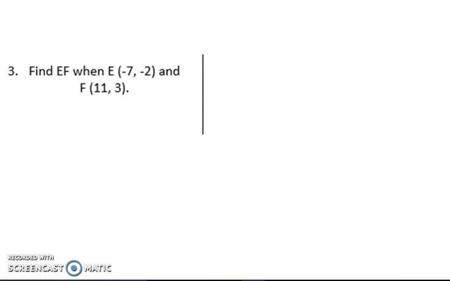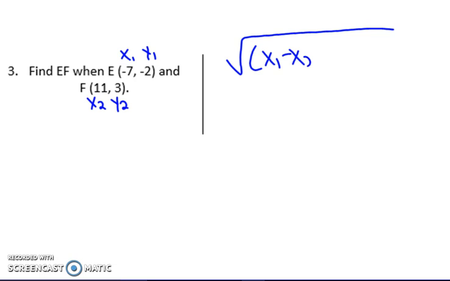The last one, we want to find EF. We have E at -7, -2, and F at 11, 3. So x1, y1, x2, y2. If we use the distance formula, and yes, I'm going to keep writing it each time, and I am going to ask that you guys do it, because this is one formula that's not on your formula sheet that you do have to know. The more you write it down, the more you're going to memorize it, and the more you're going to know it.